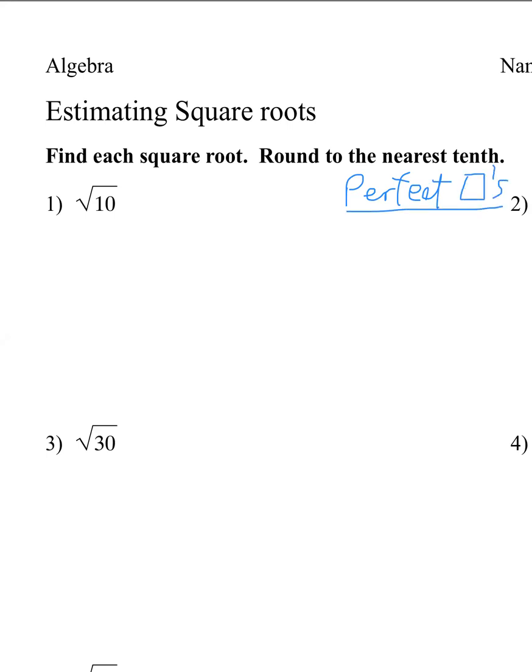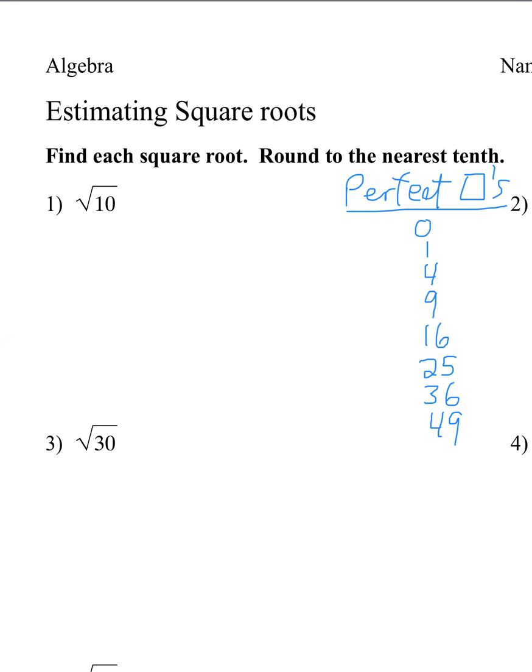So if I do 0 squared, I get 0. 1 squared is 1. 2 squared is 4. 3 squared is 9. 4 squared, 16. 5 squared, 25. 6 squared, 36. 7 squared, 49. You can keep going. I think this is enough to at least get started.